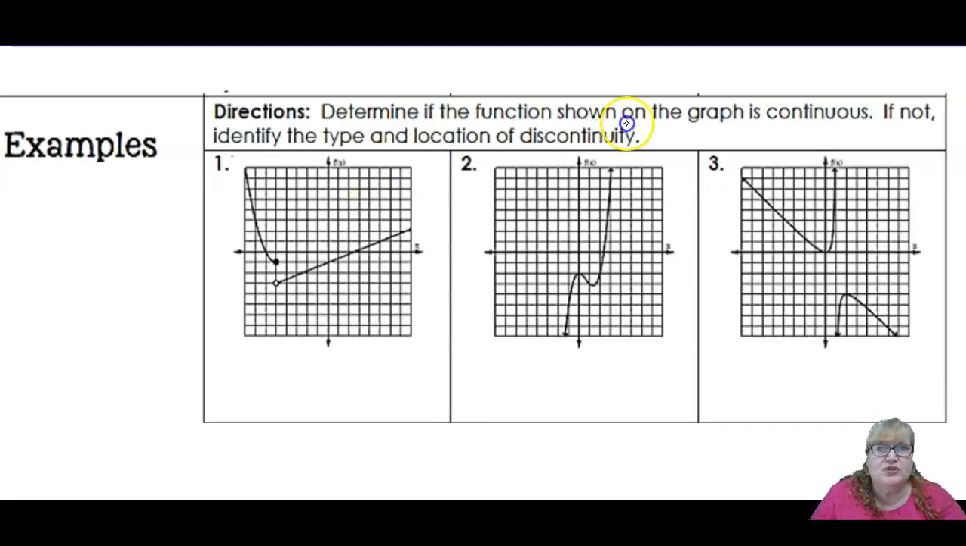Determine if the function shown is continuous. If not, identify the type and location. Location is by x value. So this is not continuous. I can't trace it out with my pencil without jumping here. And that is what the kind is. It is a jump discontinuity. And it occurs at, let's see, if this is the origin, x equals -1, 2, 3, 4, 5.